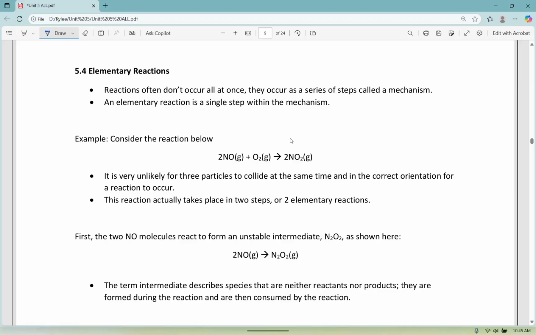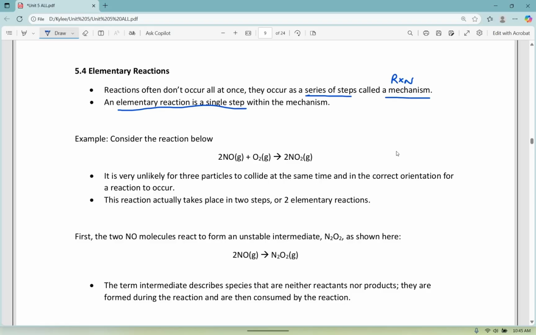We're here with 5.4, which is on elementary reactions. You might not be aware of this, but reactions often don't occur instantaneously. They occur in a series of steps. And in chemistry, we call this a mechanism, sometimes referred to as a reaction mechanism. Well, an elementary reaction is a single step within the mechanism.